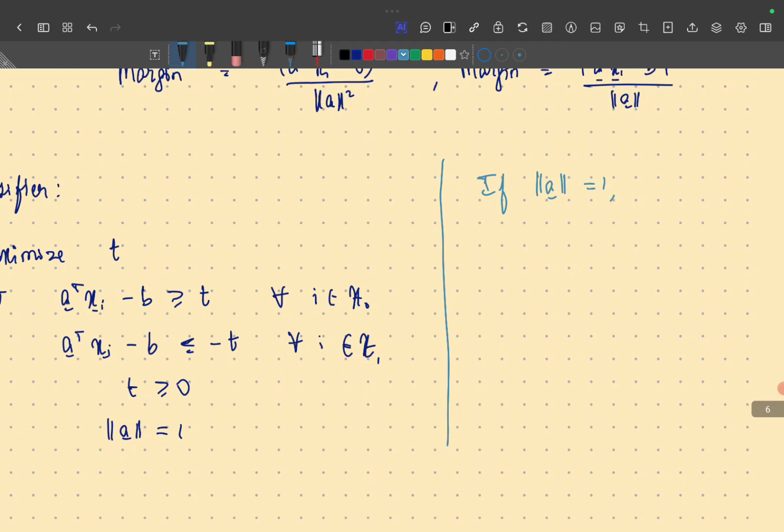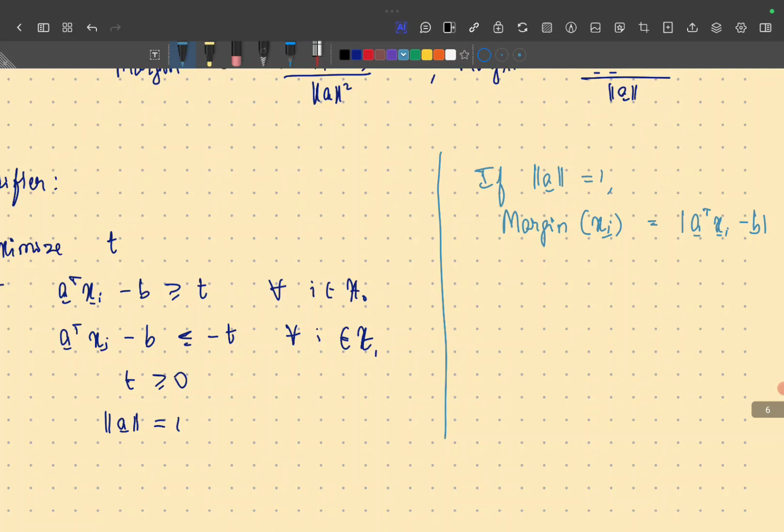If the norm of A were equal to 1, then the margin for xi would just be mod of A transpose xi minus b. You agree? Great. Now, what would that be for all of the points that are labeled 0? For all the points labeled 0, I have the condition that A transpose xi minus b should be greater than or equal to 0, because that's how I'm defining the classifier.